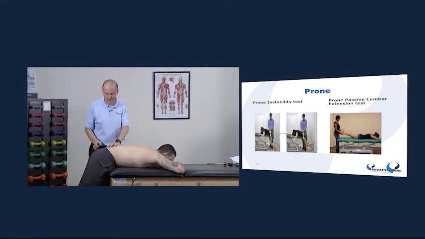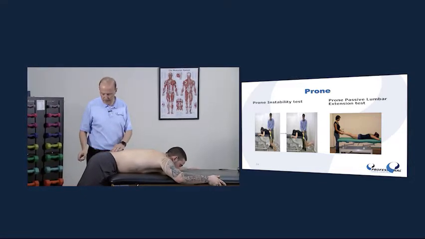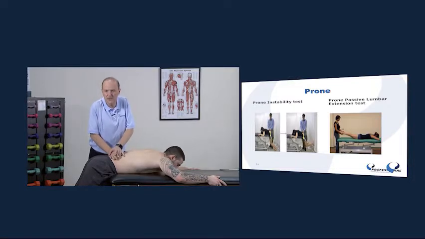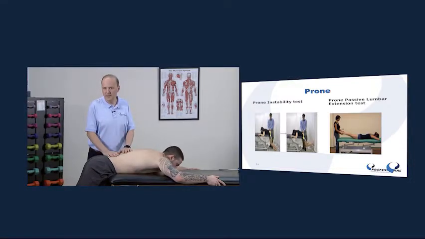Have him lift his legs just a little bit, both legs a little bit, hold on to the table, lift legs just a little bit. Don't have to go that high. And then if I go, you're off, yeah, and I push down, all of a sudden it went away. That's one of the prone instability tests.